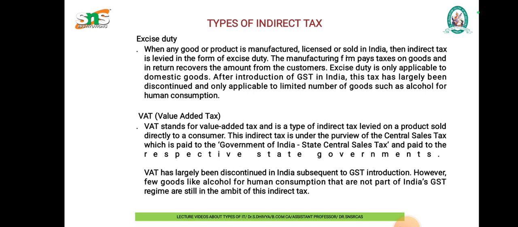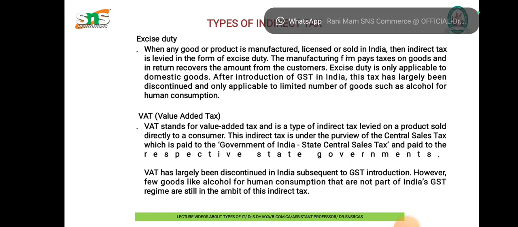Next, excise duty. When any goods or product is manufactured, licensed or sold in India, then indirect tax is levied in the form of excise duty. The manufacturing firm pays the tax and then recovers the amount from the customer. Excise duty is applicable to domestic goods only. After the introduction of GST in India, this tax has largely been discontinued, and is only applicable to a limited number of goods such as alcohol for human consumption. So, excise duty applies to goods manufactured, licensed and sold within India. This also is submerged under GST.